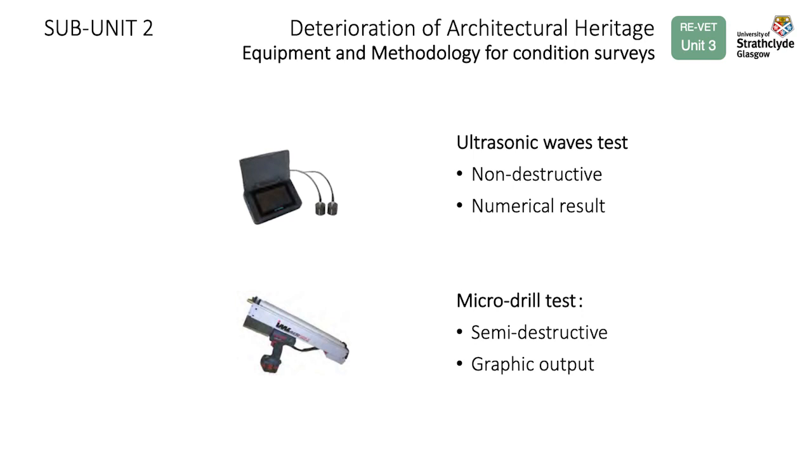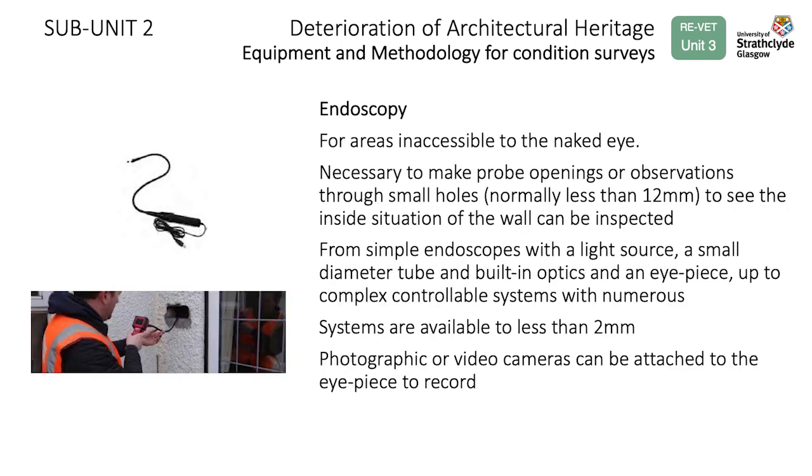Non-destructive procedures, in this case the ultrasonic waves, are always preferable. It also has a numerical output, which is easier to interpret. For areas inaccessible to the naked eye, we can use endoscopy. It is necessary to make probe openings or observations through small holes, normally less than 12 millimeters. This allows us to see the inside situation of the wall.